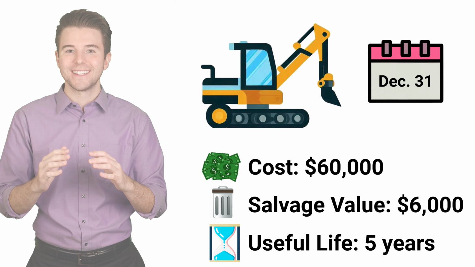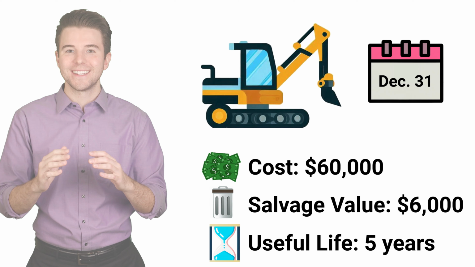Now, depreciation is the process of allocating the cost of an asset to expense while that asset is being used. However, depreciation does not measure the actual decline in the asset's market value or its physical deterioration. It's simply a way to allocate the cost of an asset to an expense. There are three factors that determine depreciation.